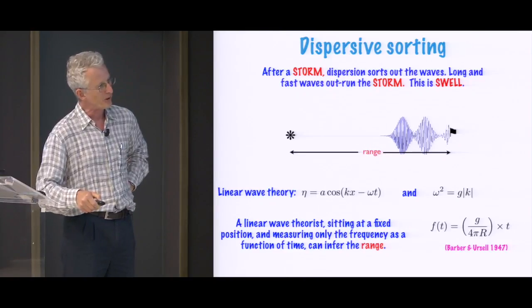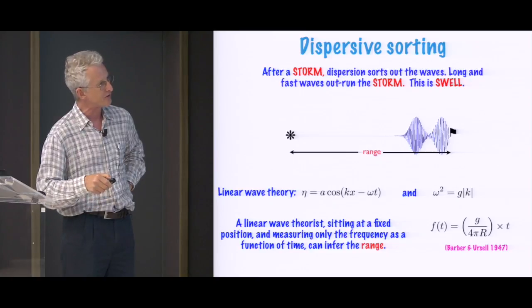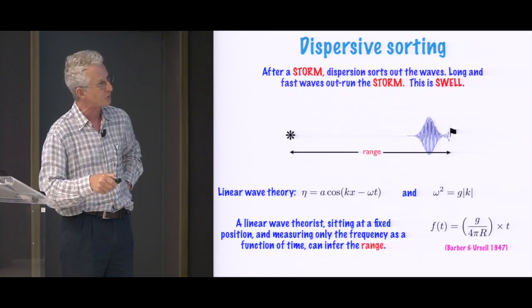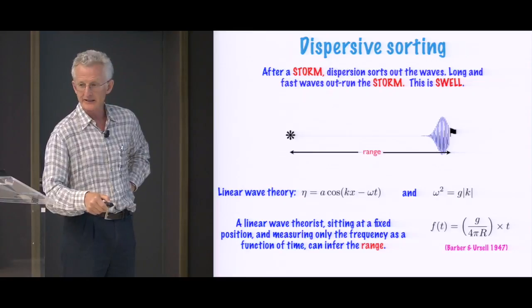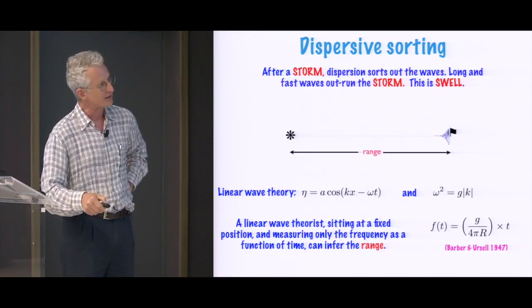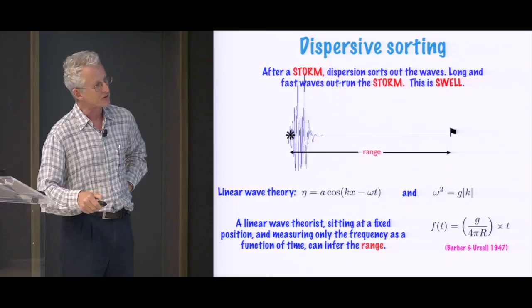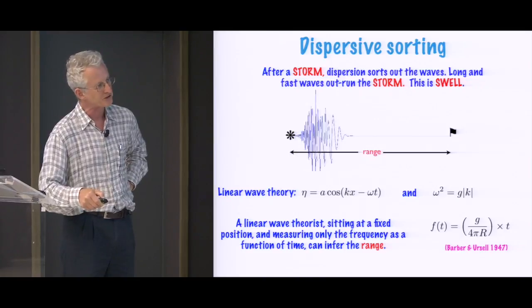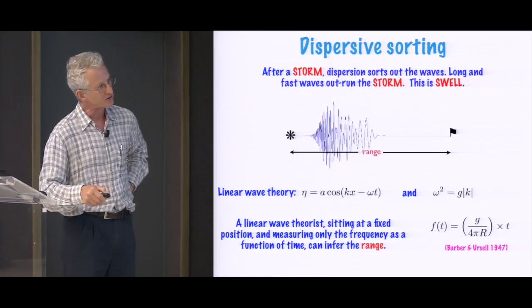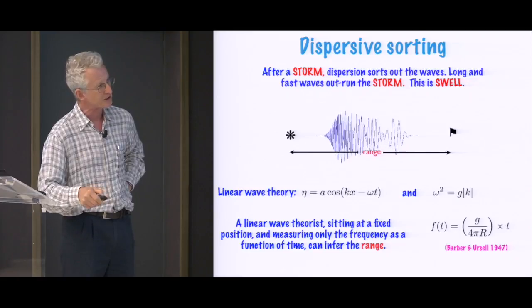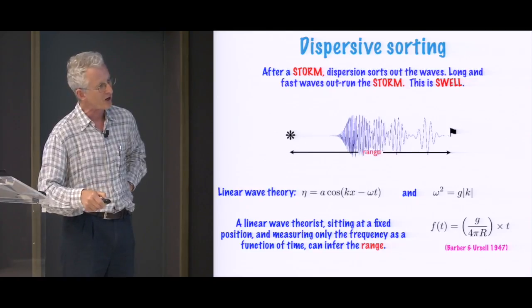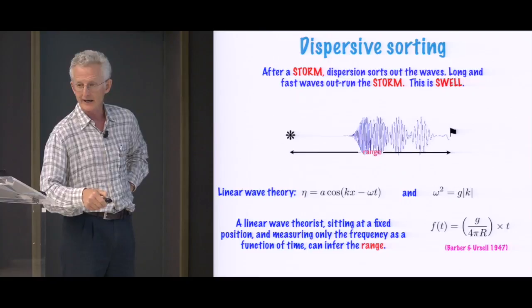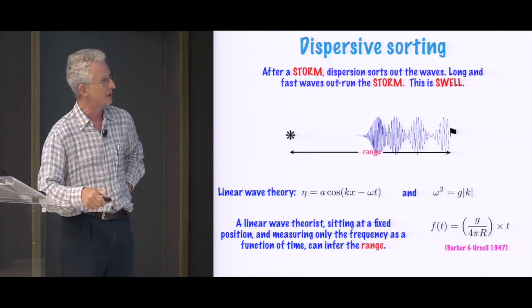It's g over 4 pi r, where r is the range, the distance between the observatory and the storm, multiplied by t. So if you're teaching a class on linear wave propagation, this is a great homework assignment or an exam question to set for students to show that as a result of the linear dispersion relation, the frequency changes with time in just this way at an observatory, okay?